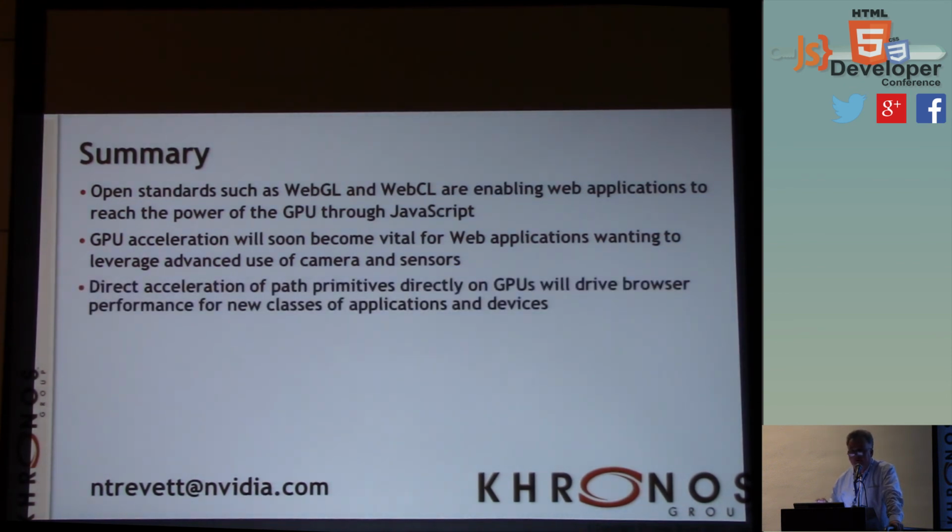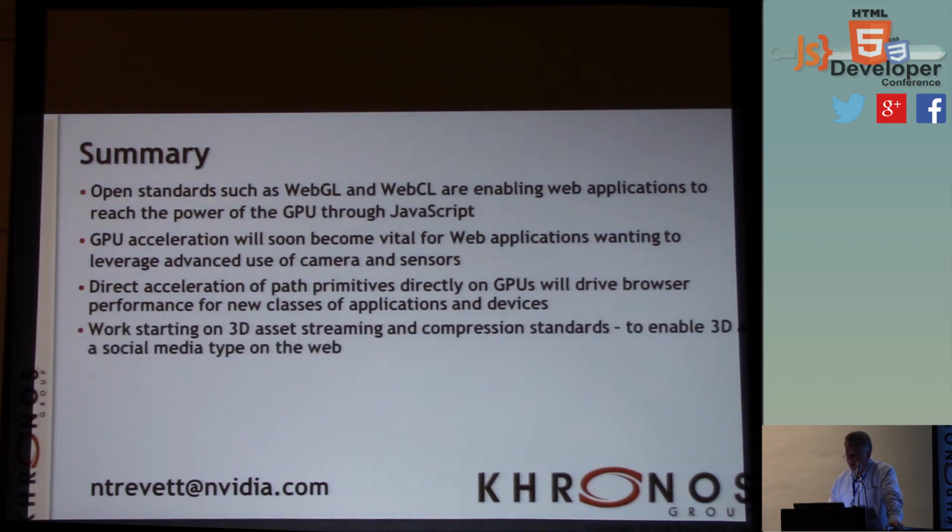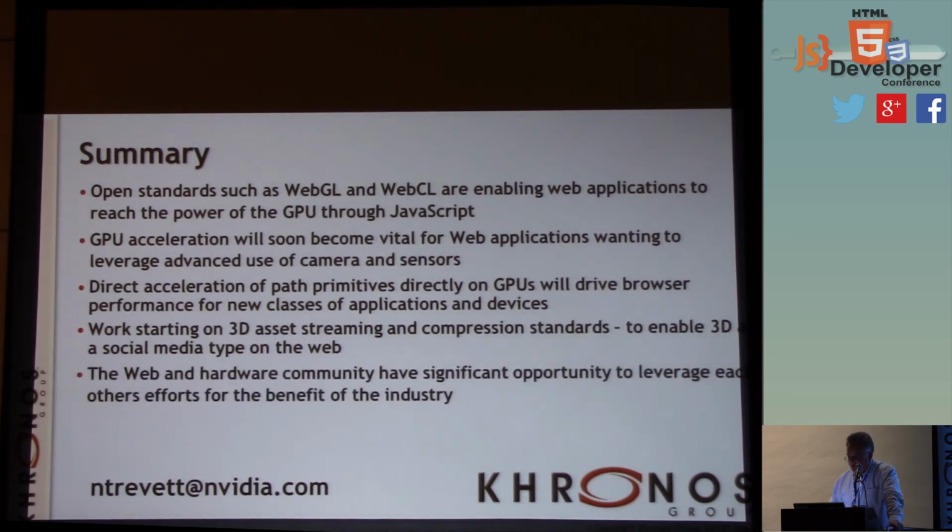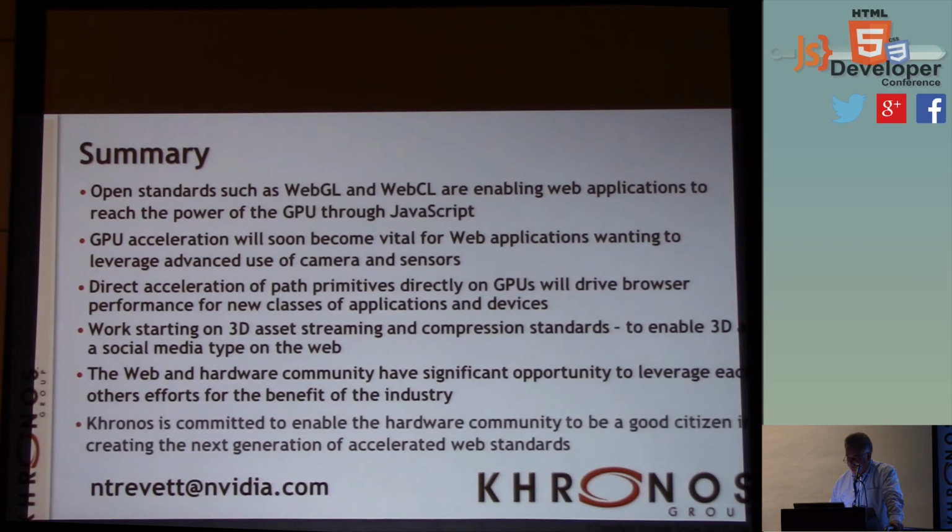The path rendering extension will enable the SVG and canvas renderers to take full use of the GPU. We're working on compression and streaming standards for 3D, so we can get these assets across the network efficiently. I think the web community and the hardware community have a real opportunity to work together and not reinvent the wheel and just move the industry forward. And the Khronos Group is committed to work with the web community to make that happen. Okay, thank you very much.